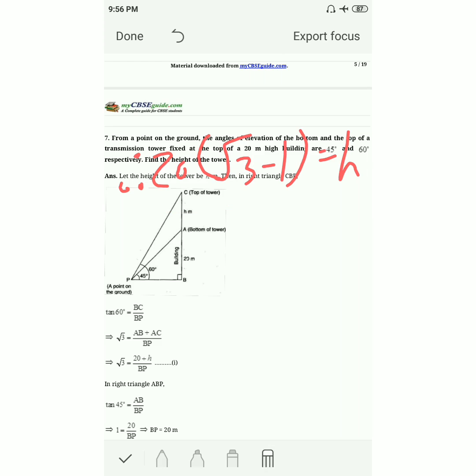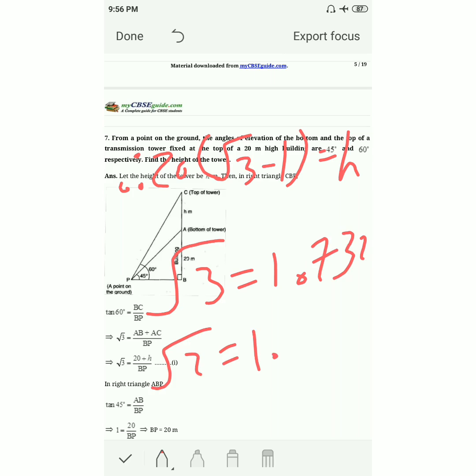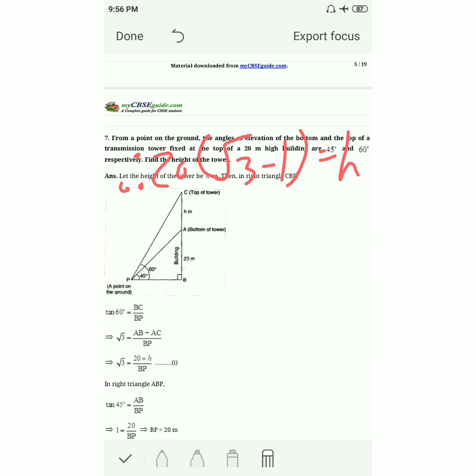Here value of under root 3 is not given. That's why we do not put the value of under root 3. Otherwise value of under root 3 is equals to 1.732 and value of under root 2 is equals to 1.41. Okay, but here value is not given. That's why we do not put the value of under root 3. Then this is our final answer. 20 in bracket under root 3 minus 1.